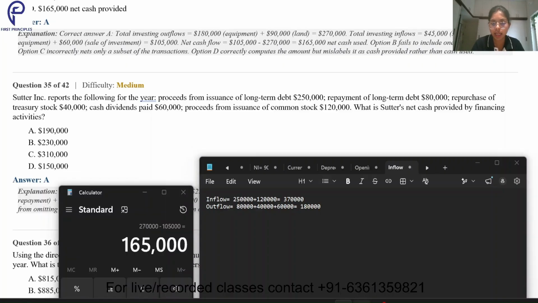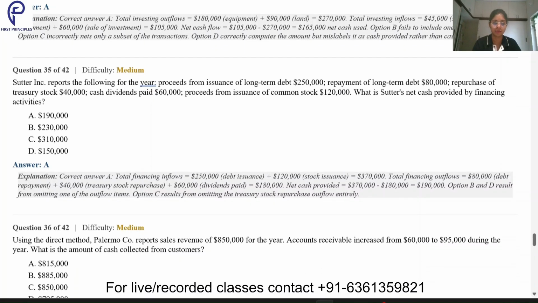Let's do my calculation. 37 minus 18. I think it should come as 19. Yes, it's coming as 1,90,000. And in the question, it's clearly given cash provided by financing activities. You don't even have to think about whether it's an inflow or outflow. Simply do the math, and 1,90,000 is my correct answer.